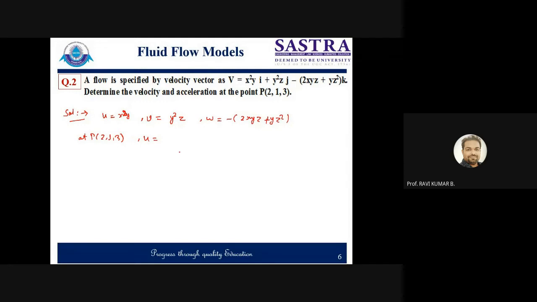So if you put 2 here, this will become 4, 4 into 1, that is 4. And v will become 1 into 3, that is 3, and w becomes, let's look at x, y, z, that is 6, 6 into 12, 12, plus 9, 21. You are getting this.